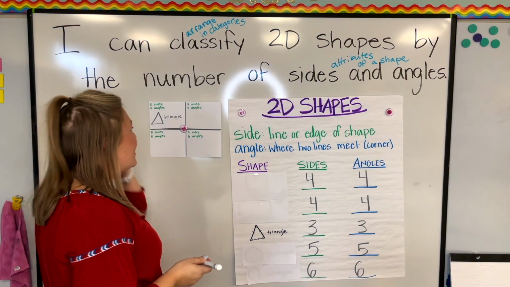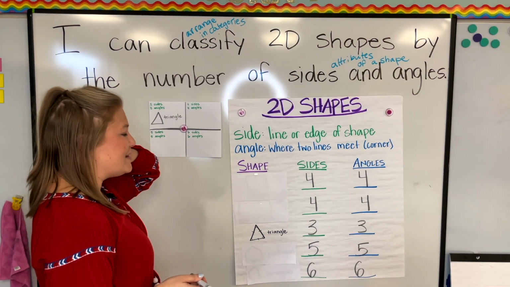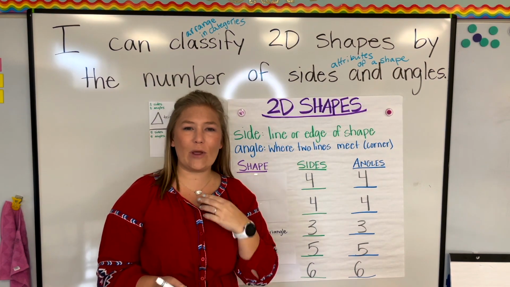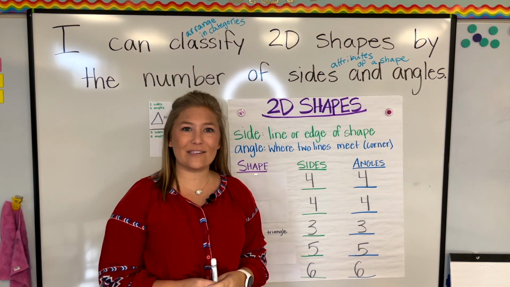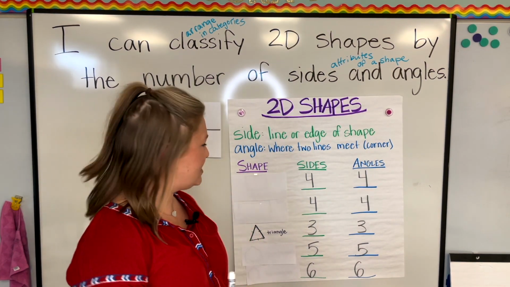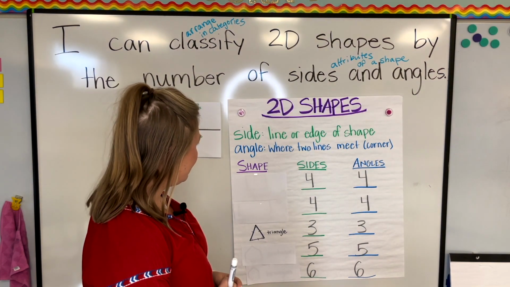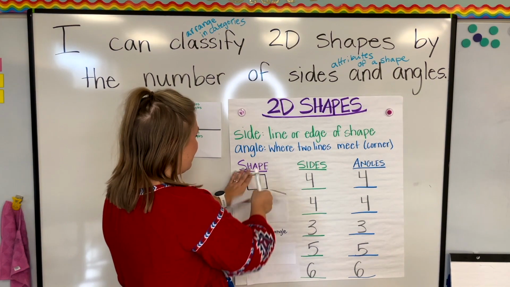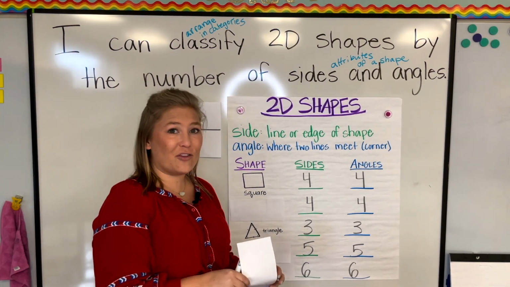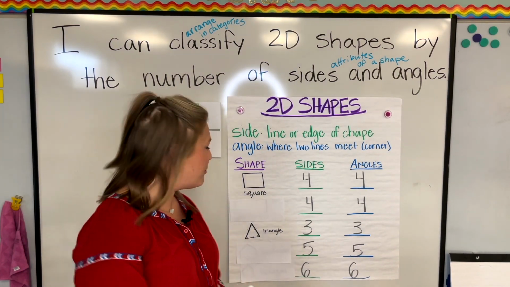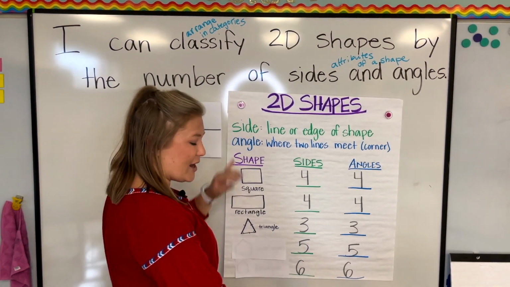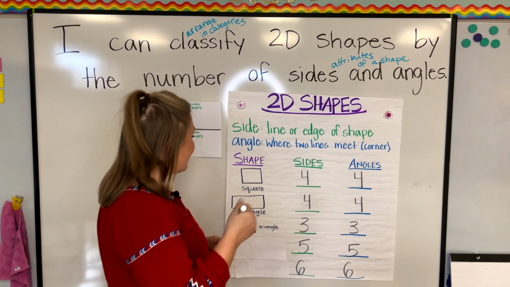Our next one says 4 sides, 4 angles. Wonder what shape that we know has 4 sides or 4 angles. Did you guess a square? If you did, you're absolutely right. And there is one more that you could have guessed too. That's right, a rectangle. Both a square and a rectangle have 4 sides and 4 angles.